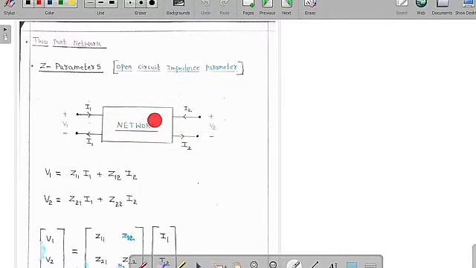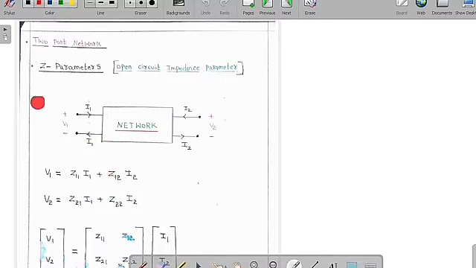Suppose this is a two-port network. Here this is port 1 and this is port 2. The voltage polarities are plus/minus V1 and plus/minus V2, with currents I1 in and I1 out. This is I2 ingoing and this is I2 outgoing. This is the basic circuit for everything, and we are going to follow this same network.